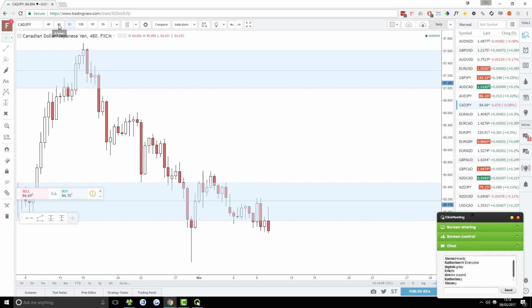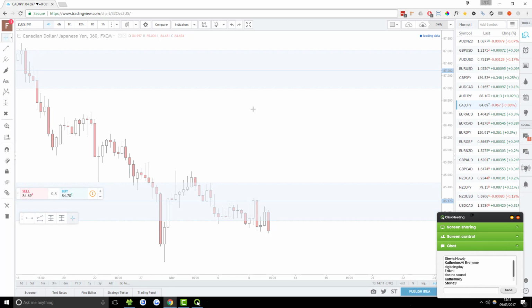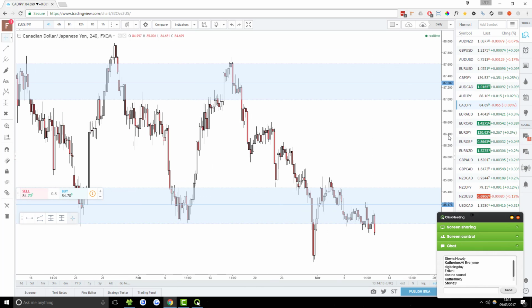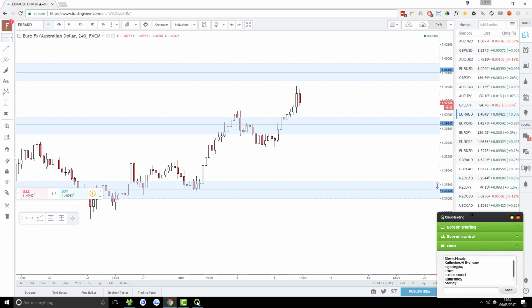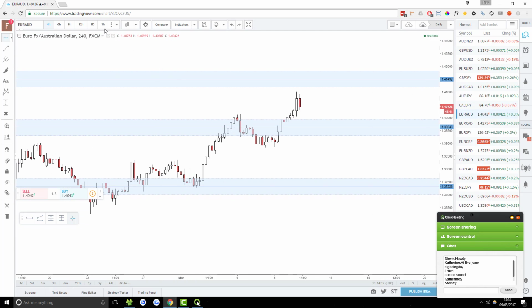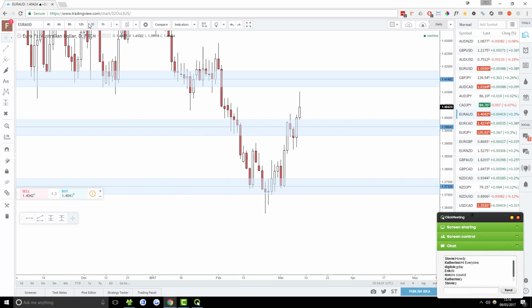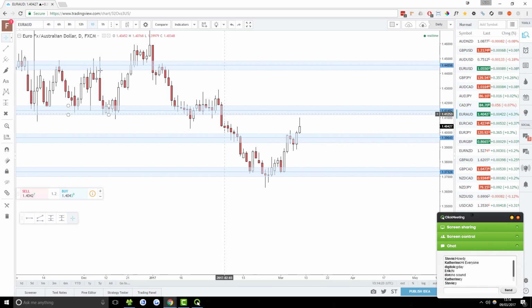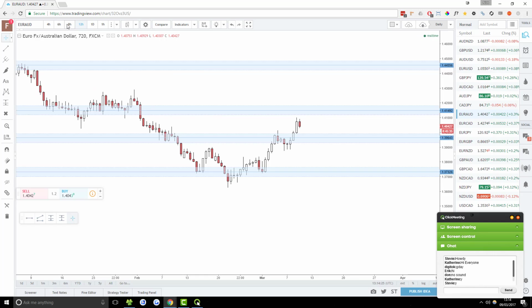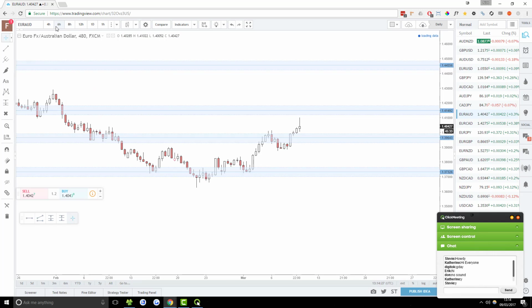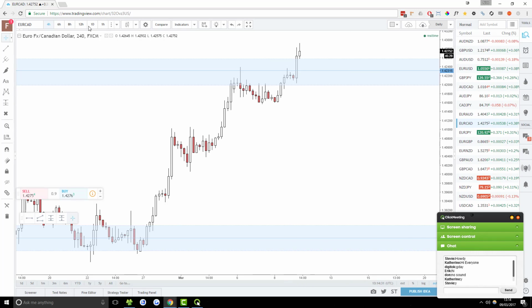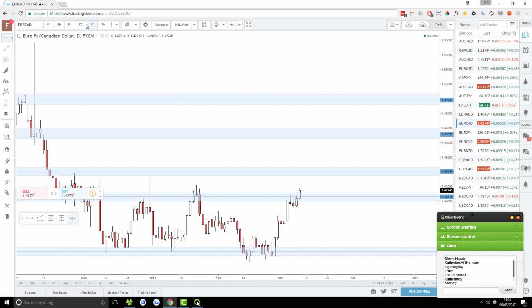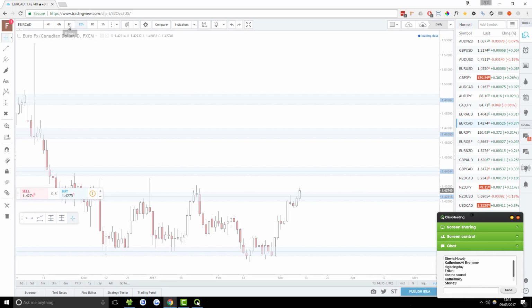CAD JPY is still doing its thing, stuck on an area of support resistance. Boring. Euro AUD has broken above. Nothing much going on there. Euro CAD. Euro CAD is going up too.